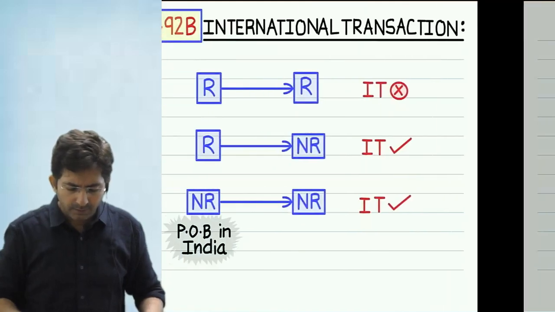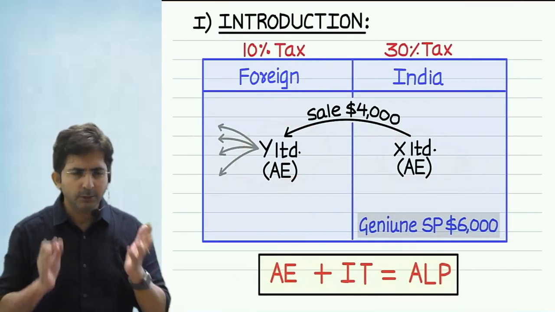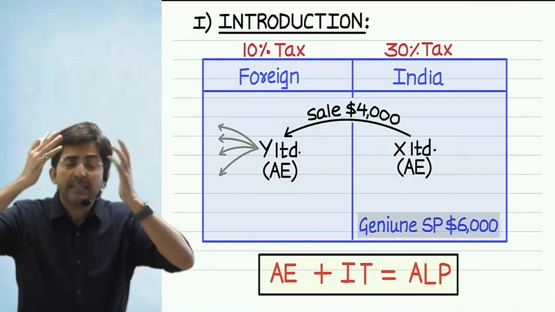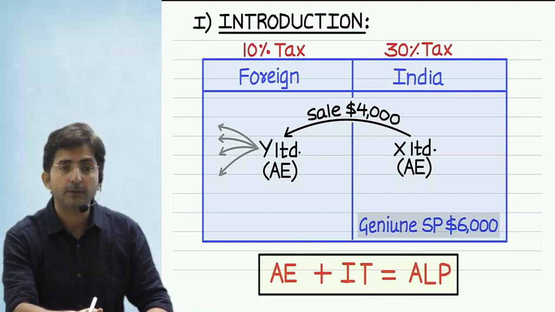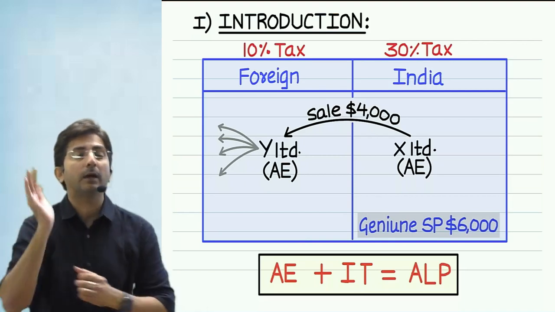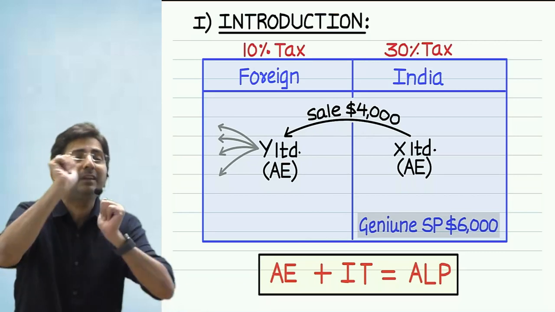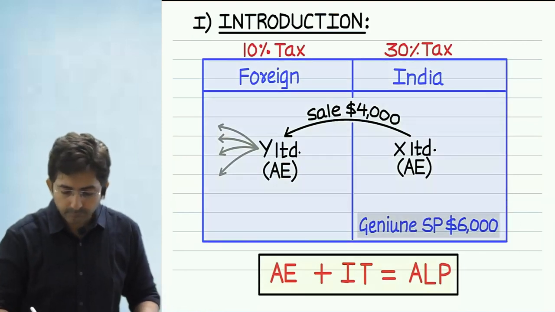During the year when X is actually selling the goods, he should not be bothered about ALP and all that. That ALP headache should start after the year ends on 31st March till the due date of filing return. Basically, ALP is computed for what? For filing return only. Tell me, what is the purpose of computing 6,000?